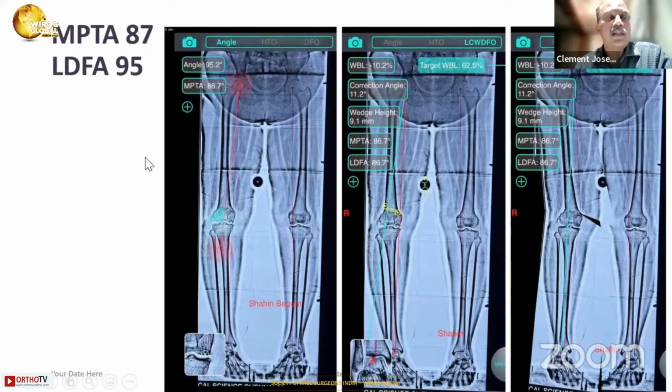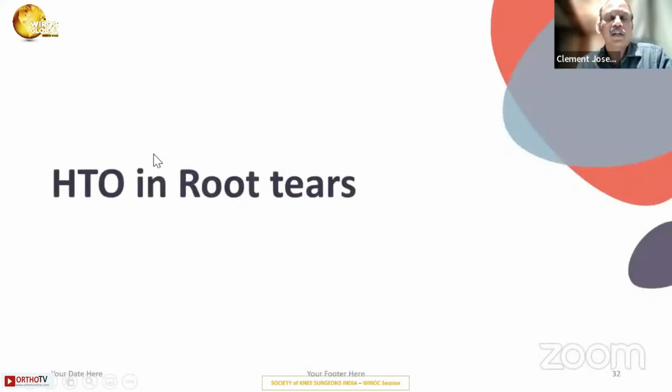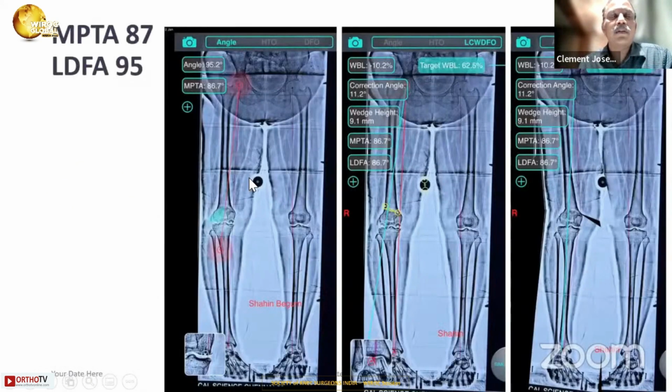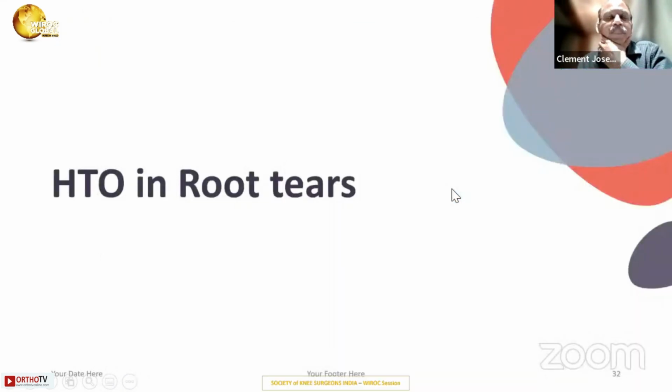So this is another patient with an increased LDFA angle here. This is the same patient. This is the software calculation being shown here.